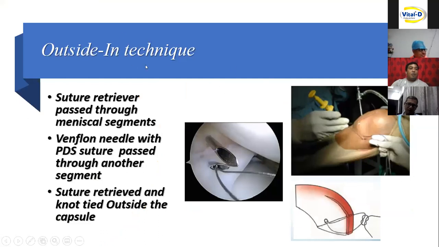Then comes the outside-in technique. Here we approach from outside, but view from inside. A suture retriever passes through the meniscal segment. With the suture retriever on one side, a spinal needle with PDS suture is passed through the other segment. The suture is retrieved through the suture retriever outside the joint and tied like this.